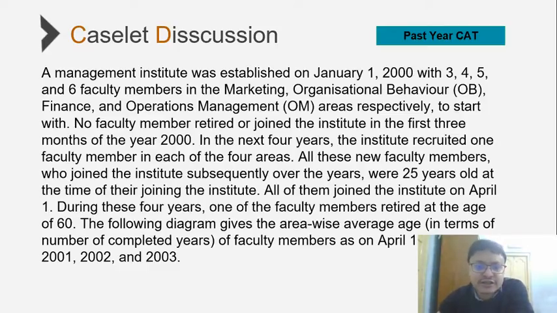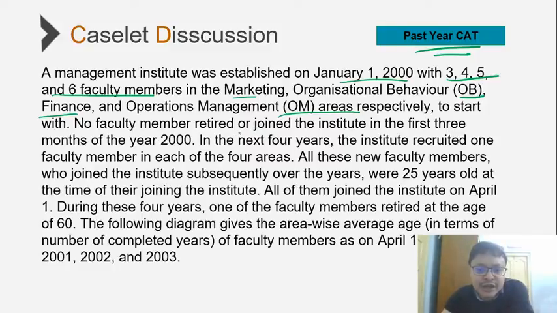So let's get started with today's DILR set for the CAT previous years. So today's set is as follows. A management institute was established on Jan 1, 2000 with 3, 4, 5 and 6 faculty members in the marketing, OB, finance and OM areas.